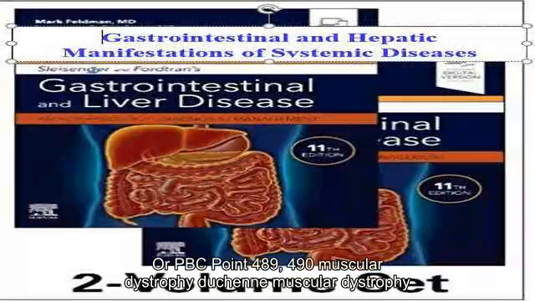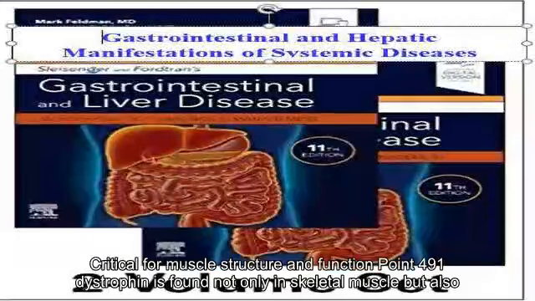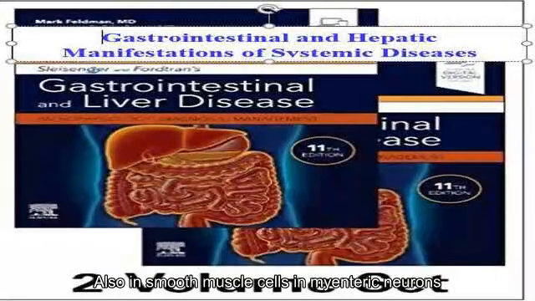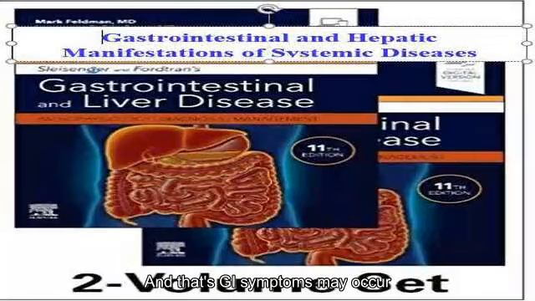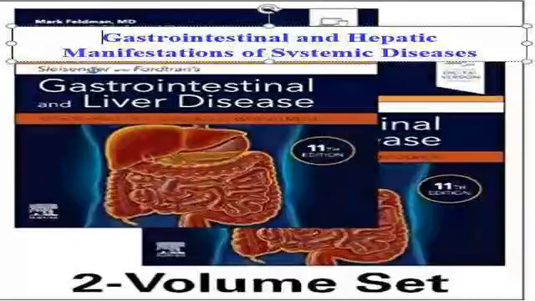Muscular dystrophy. Duchenne muscular dystrophy, MD, is caused by a mutation of the dystrophin gene, which results in abnormal dystrophin, critical for muscle structure and function. Dystrophin is found not only in skeletal muscle but also in smooth muscle cells and myenteric neurons, and thus GI symptoms may occur. Myotonic MD is characterized by progressive muscular weakness.